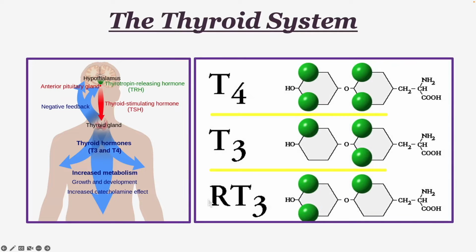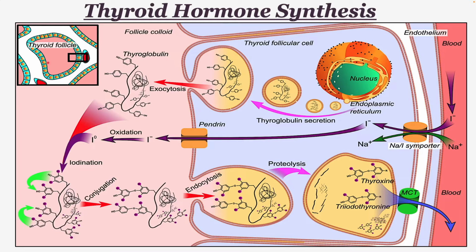And for those organic chemistry enthusiasts in the audience, here are the structures again of T4, T3, and reverse T3. The green balls indicate where the iodine group is located on each of these hormones. Thyroid hormone synthesis takes place entirely within the thyroid follicle and relies on the actions of a protein called thyroglobulin. The tyrosine residues of thyroglobulin become iodinated to produce conjugated thyroglobulin that is endocytosed back into the follicular cell, and through a proteolytic reaction, T4 and T3 are produced and released into the blood.